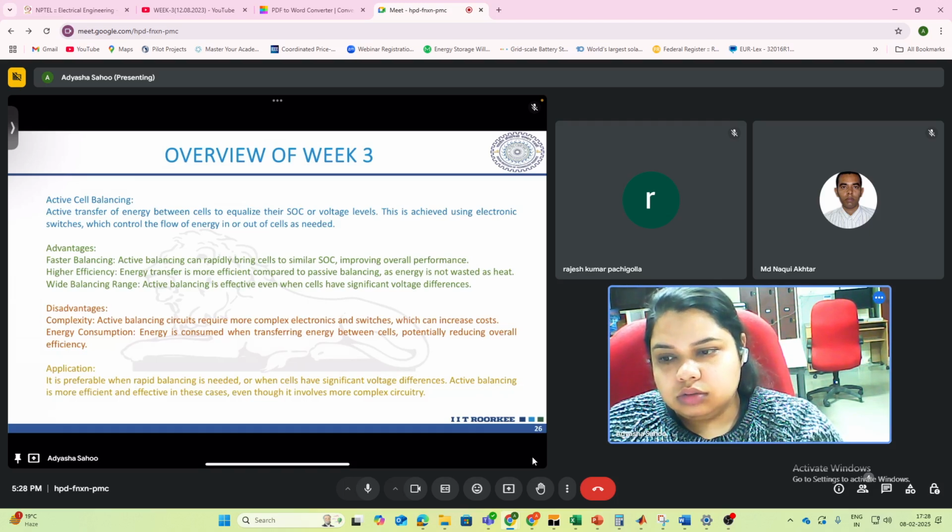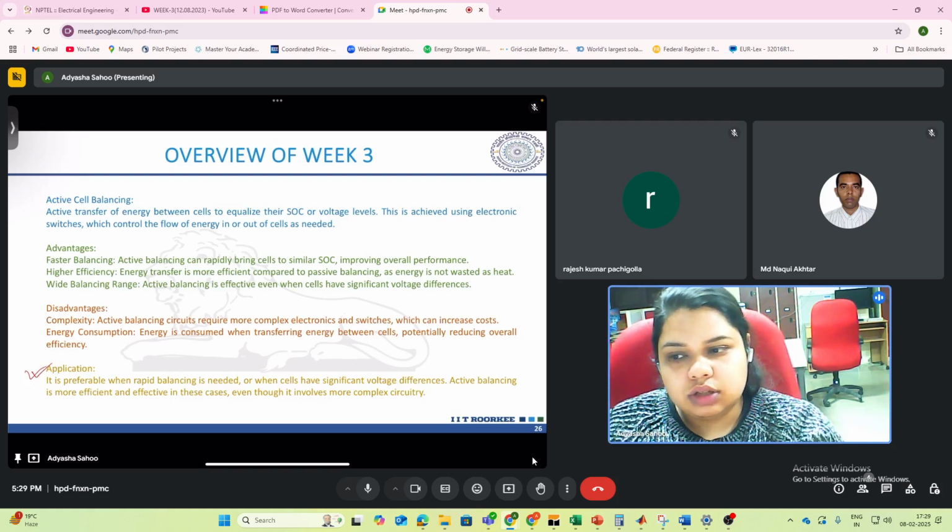So its application is whenever you want to balance the cells rapidly, quickly, and also if the cells have a higher difference between their SOCs. For such applications, active balancing is preferred.